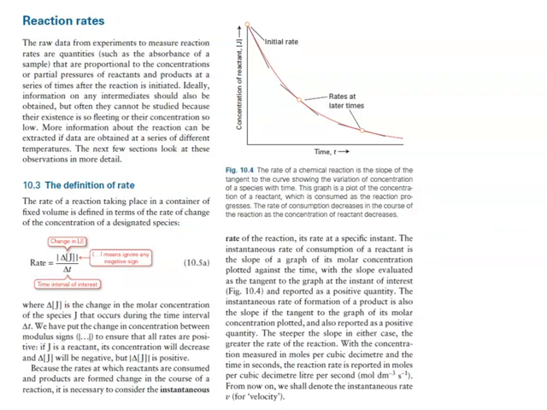So, talking about reaction rates. The raw data from experiments to measure reaction rates are quantities such as the absorbance of a sample that are proportional to the concentrations or partial pressures of reactants and products at a series of times after the reaction is initiated. Ideally, information on intermediates should also be obtained, but often they cannot be studied because their existence is so fleeting that the concentration is effectively low. More information about the reaction can be extracted if data are obtained at a series of different temperatures. The next few sections look at these observations in more detail. So, the definition of rate.